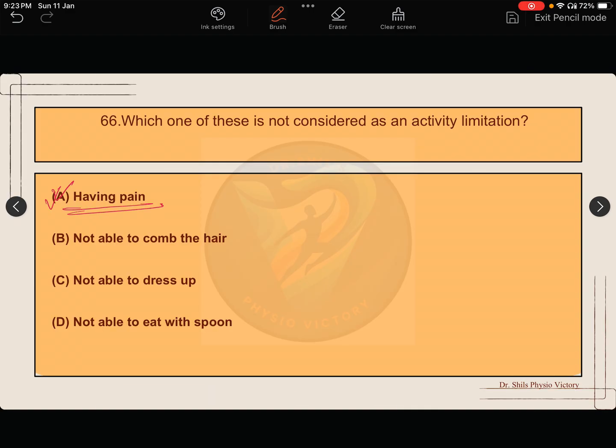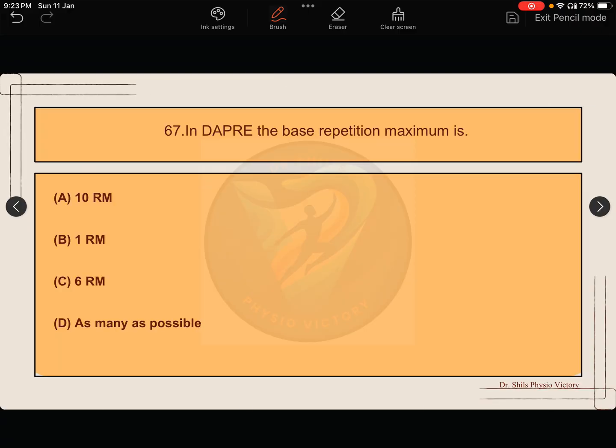Next, come to question number 67. In DSSSB, the base repetition maximum is. This is a one-liner question. Option A, 10 RM. Option B, 1 RM. Option C, 6 RM. And option D, as many as possible. Here, the correct answer is option C, 6 RM.